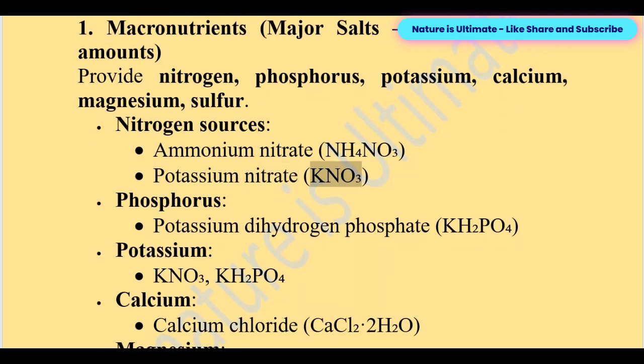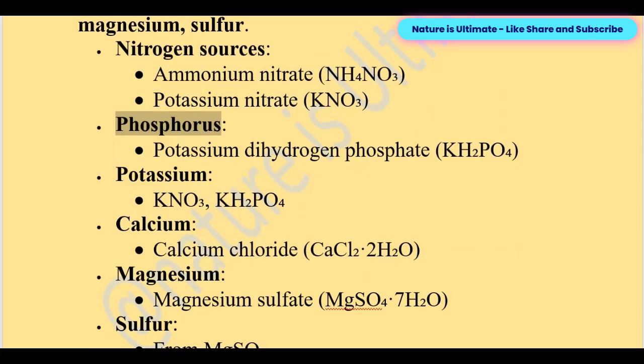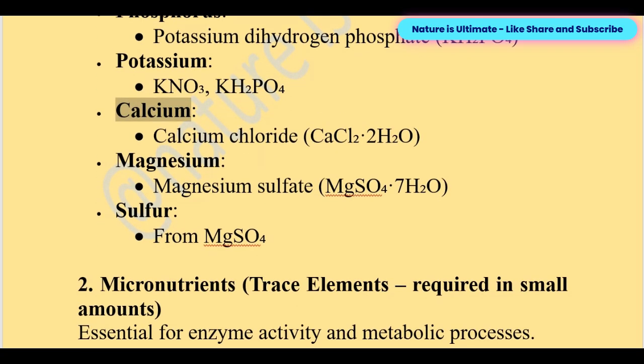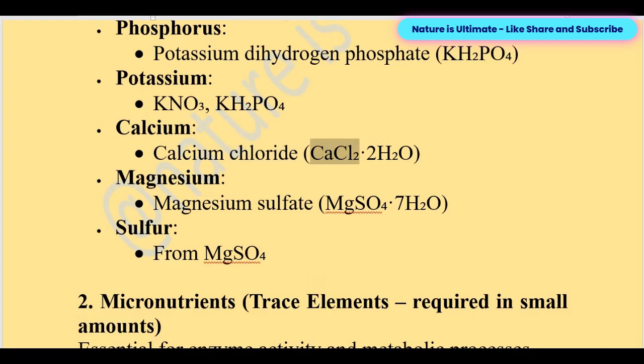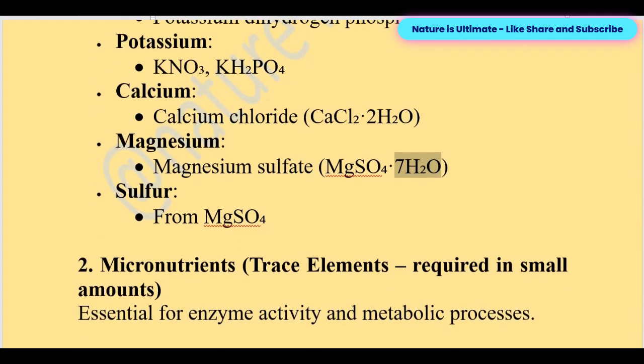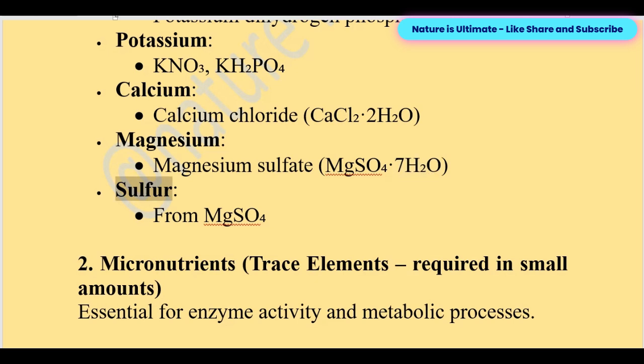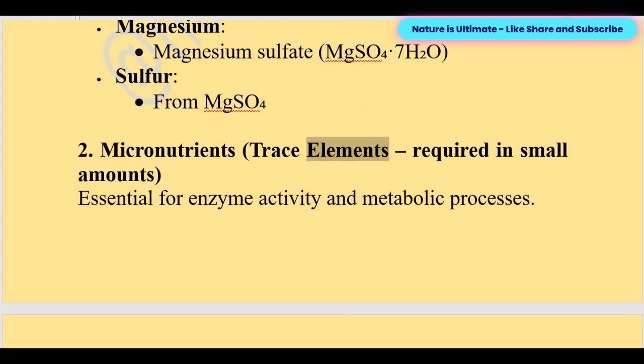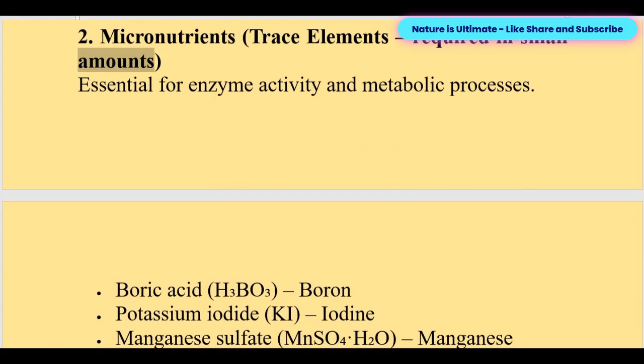Potassium nitrate, KNO3. Phosphorus. Potassium dihydrogen phosphate, KH2PO4. Potassium. KNO3, KH2PO4. Calcium. Calcium chloride, CaCl2·2H2O. Magnesium. Magnesium sulfate, MgSO4·7H2O. Sulfur. From MgSO4. 2. Micronutrients, trace elements, required in small amounts.